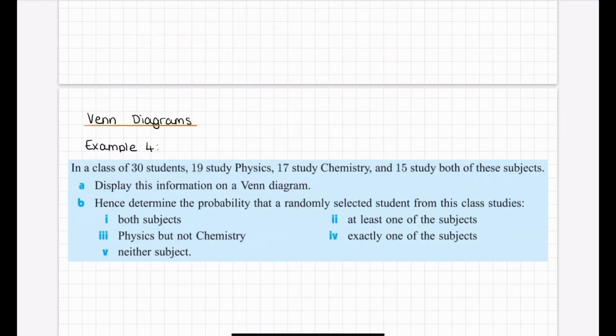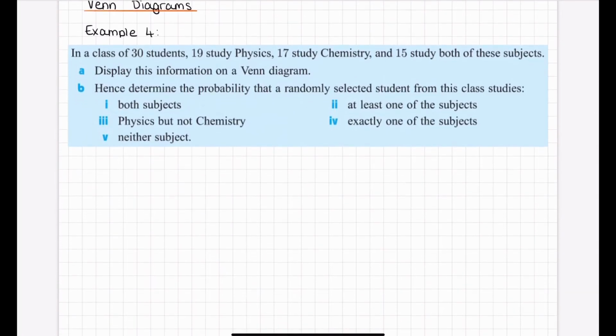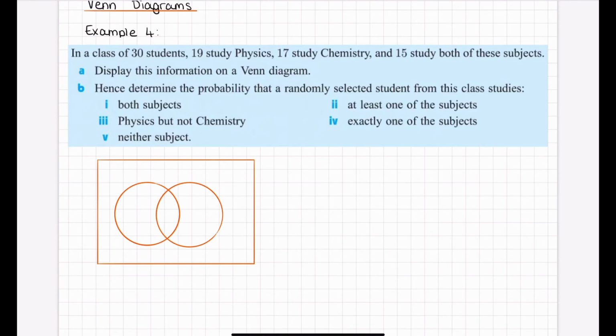And then a quick Venn diagram example. So we have, in a class of 30 students, 19 study physics, 17 study chemistry and 15 study both. Put this information in a Venn diagram. So remember, in a Venn diagram, we need to draw our rectangle first. We have 2 circles for physics and chemistry. Our universal is 30, we have 30 in total.